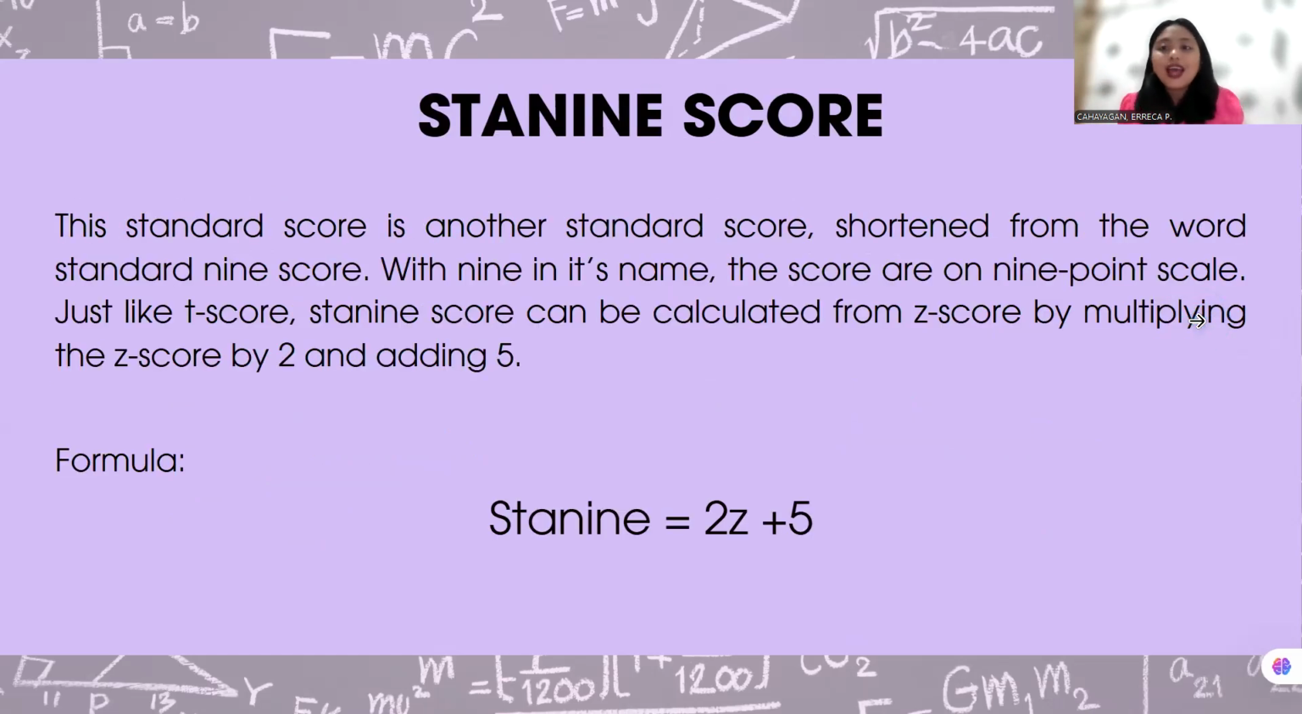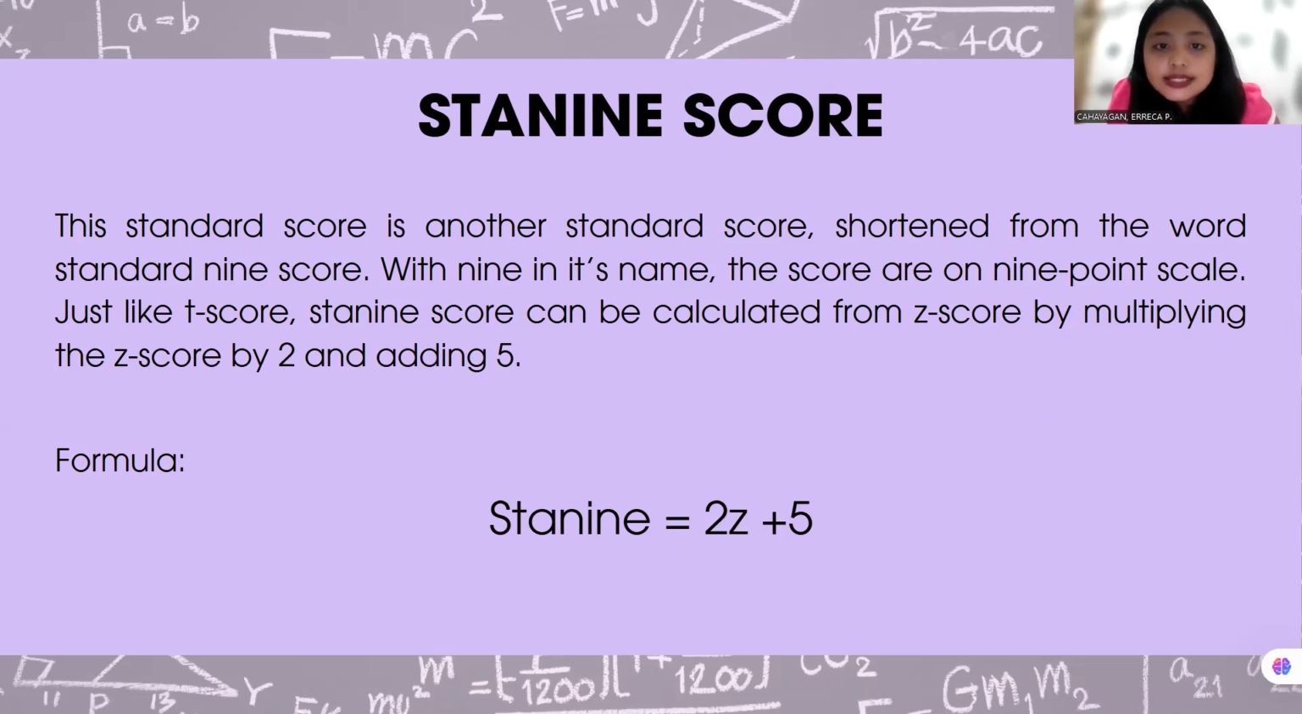Now we are in the stanine score. Why is it called stanine? Let's find out. This standard score is shortened from the words standard nine. With nine in its name, the scores are on a nine-point scale. The stanine score can be calculated from the Z-score by multiplying the Z-score by 2 and adding 5.